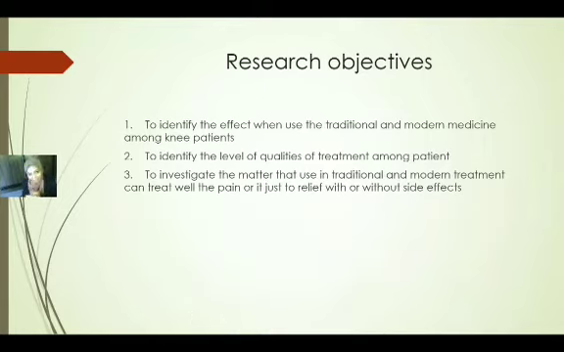Alright, let's go to the research objective. For this we have three objectives. For the first, to identify the effect when used the traditional and modern medicine among knee patients. And for the second, to identify the level of quality of treatment among patients. And the third, to investigate the method used in traditional and modern treatment, whether it can treat the pain well, or it just relieves it, with or without side effects.